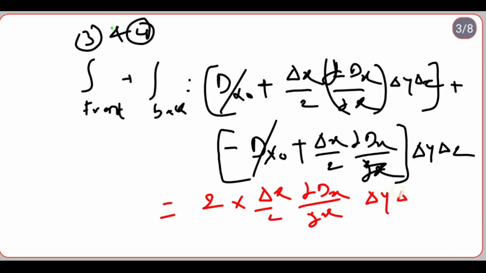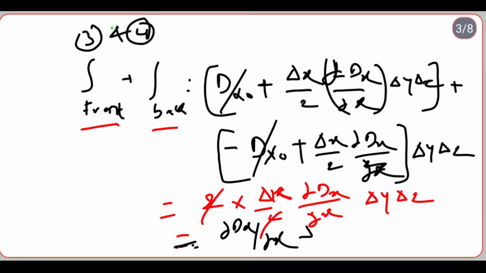We can write like this. That is, for front and back, the equation is 2 into delta x by 2, which gets cancelled. Now the equation for the front and back side is, we can write as dou Dx by dou x into delta x delta y delta z, because delta y delta z is already there. Here the 2 gets cancelled, and delta x delta y delta z is obtained.